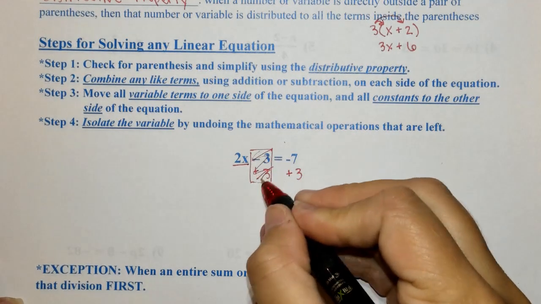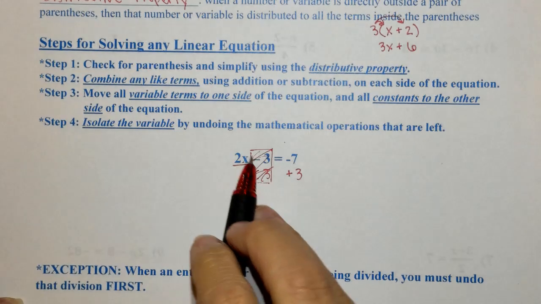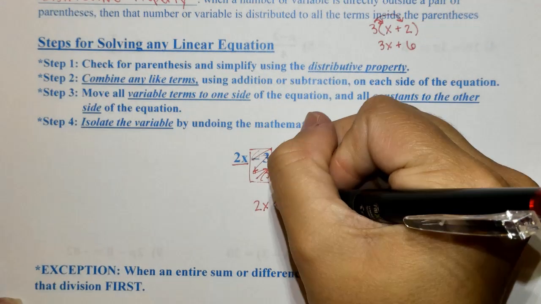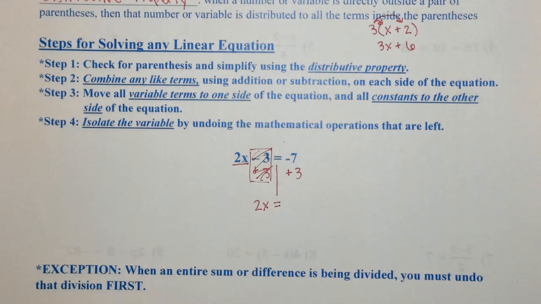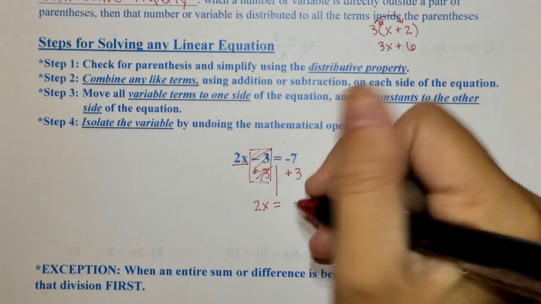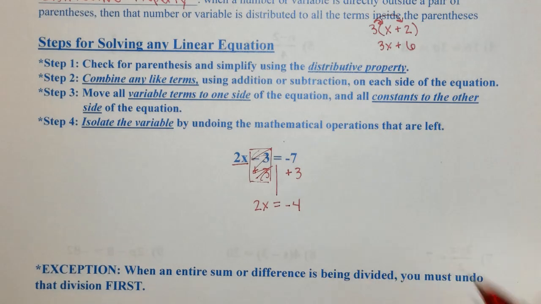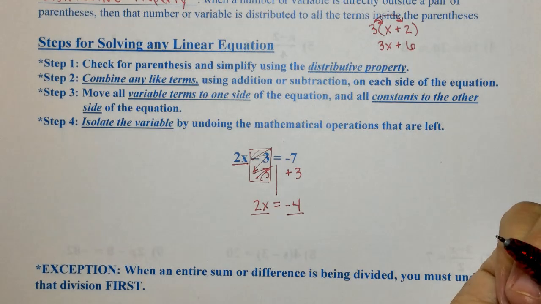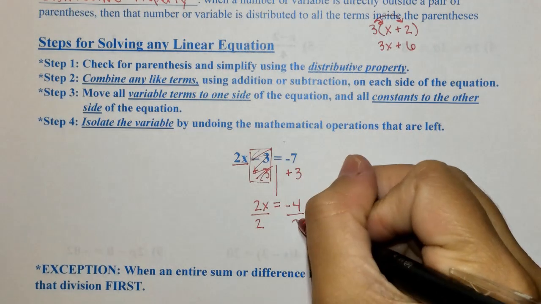It is 0. So all that I'm left with on the left side of the equation is that 2x. I would bring it down. Always keep your equal sign in line. That's like the balancing beam part of the equation. Negative 7 plus 3 is negative 4. And then last step, isolate the variable. 2 is being multiplied by x. The opposite of multiplication is division. So if I do it on one side, I have to do it on the other side, and I divide by 2 on both sides.